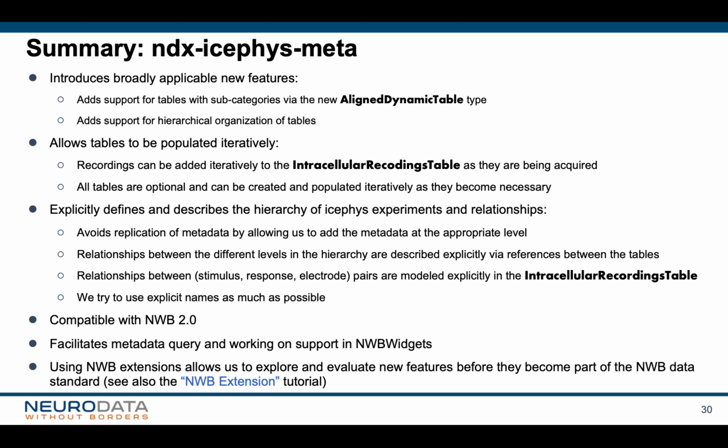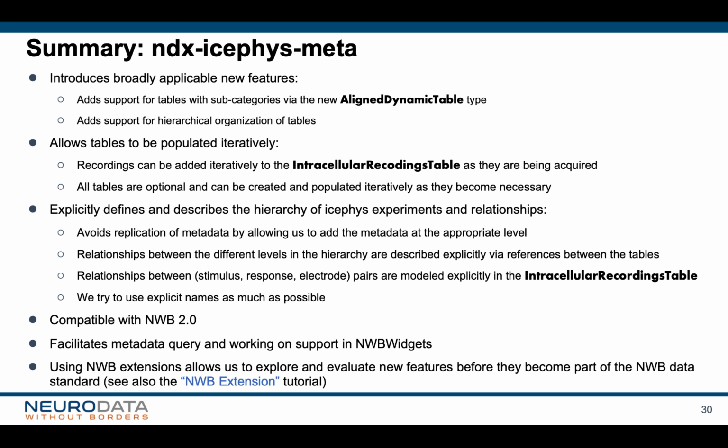It avoids replication of metadata by allowing us to add the metadata at the appropriate levels in the hierarchy. Relationships between the different levels in the hierarchy are described explicitly via references between the tables. The relationships between stimuli, response, and electrode pairs are modeled explicitly in the intracellular recordings table so that we no longer need to do complex queries across sweep number, for example. And we try to use explicit names as much as possible to make sure that the intent of these different tables is clear, not just by the description, but by the name.